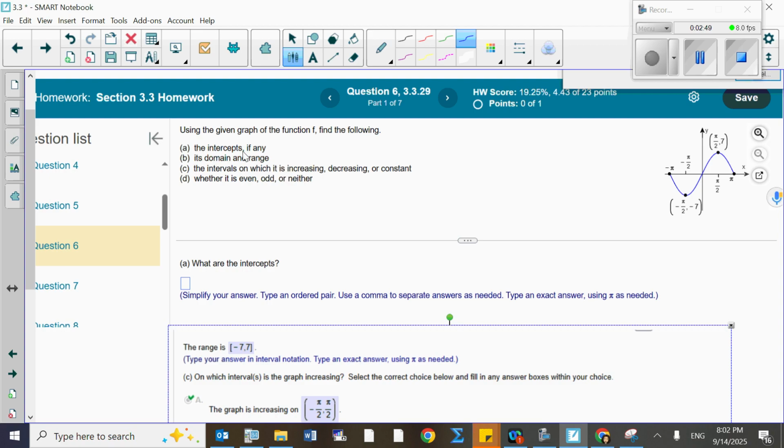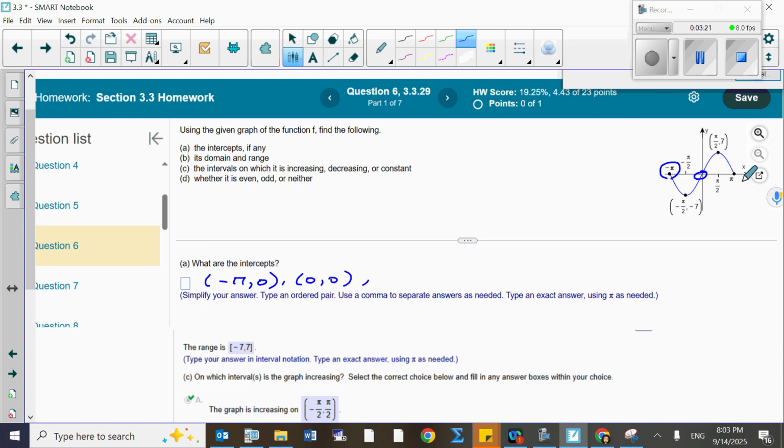Question number 6, we need to use this graph to answer some questions. The first one asks, what are the intercepts of the function? Intercepts are where the graph crosses the x-axis, called the x-intercept, or the y-axis, called the y-intercept. One of them is here, where the graph crosses the x-axis. I can write negative pi and 0, because I know the y value at this point is 0. Next is this one. This is both an x-intercept and a y-intercept because it crosses both, and it's at 0 and 0. And the last one is here, at pi and 0.